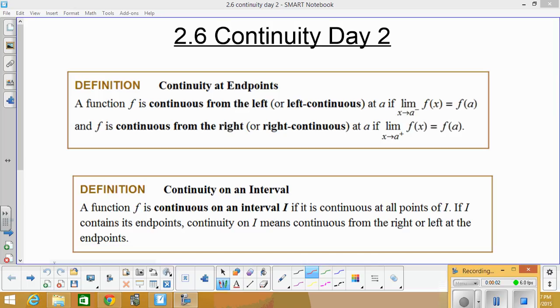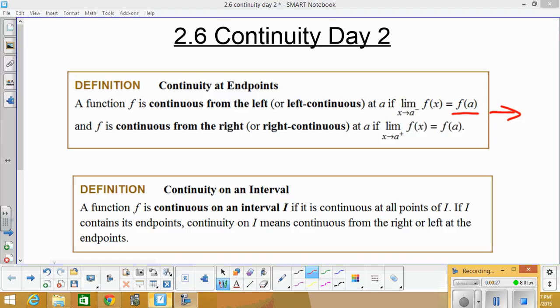2.6, continuity, day 2. We're talking about continuity at endpoints. A function f is continuous from the left, or left continuous, at a. If we're coming from the left, then we can equal f of a, meaning there is a right endpoint. So coming from the left, we can have a value of f of a.